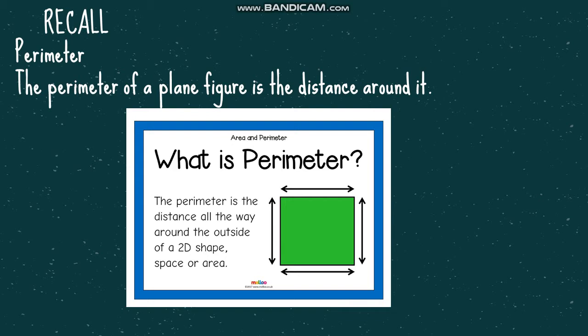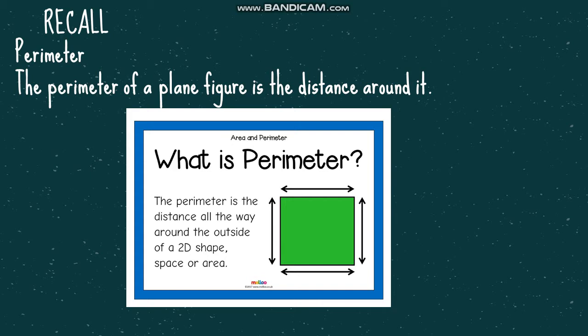Now let's do a small recap. So what is perimeter? We all have learnt about perimeter. Perimeter is nothing but the distance around it, the length of the total area surrounded by it. For example, you can see this square which is green in color. So the perimeter of the square is this distance around it. The perimeter is the distance all the way around the outside of a 2D shape.